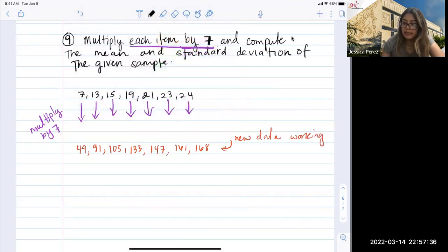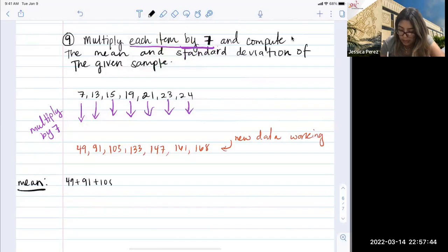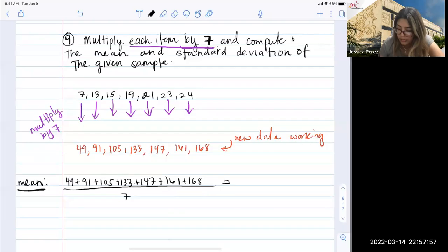Now we need to find the mean. So to find the mean, it will be 49 plus 91 plus 105 plus 133 plus 147 plus 161 plus 168, all divided by 1, 2, 3, 4, 5, 6, 7. Because there are 7 elements in my data.